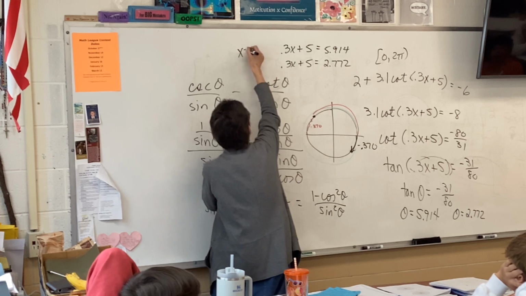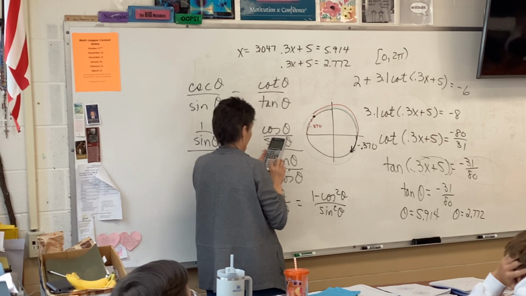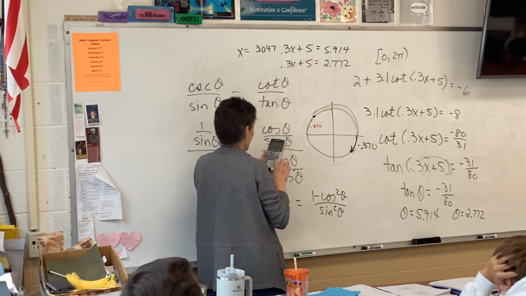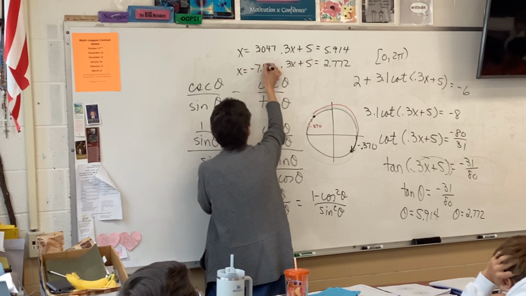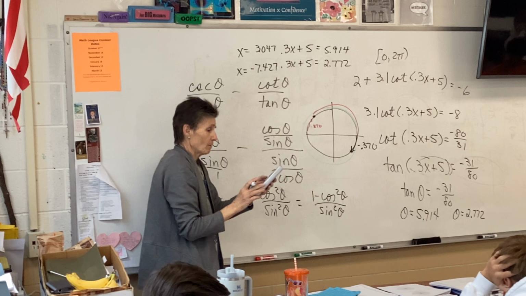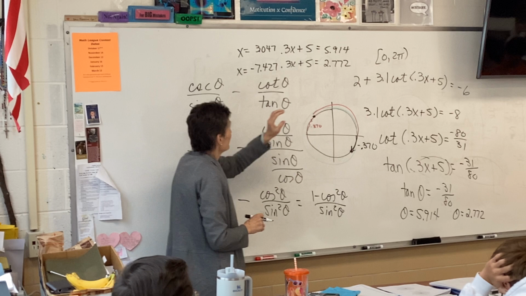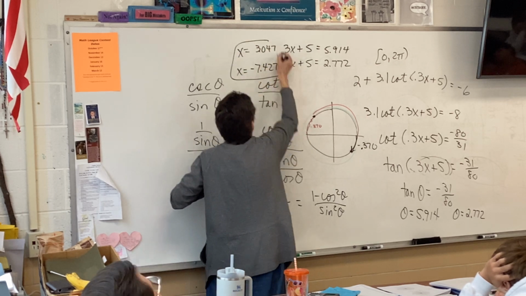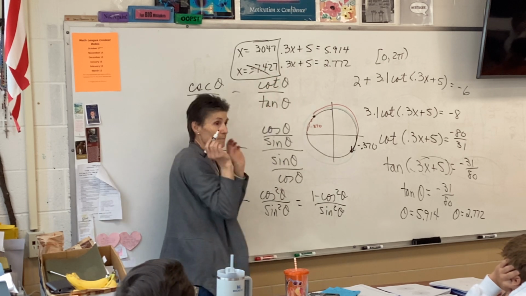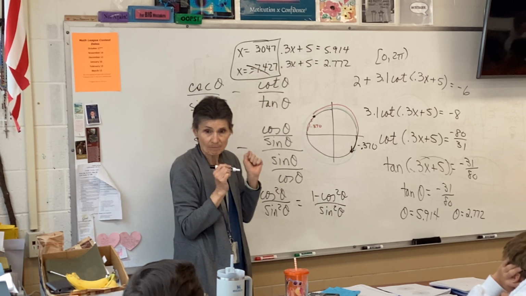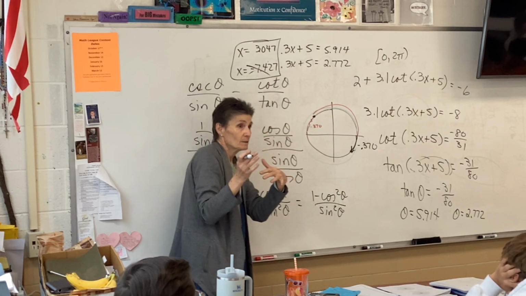That first one, I got 3.047. And for this one, I got negative 7.427. Now, assuming I did all that right, those would be the answers to the question. But not this one, because where does x have to be? Between 0 and 6.28, decimally speaking.